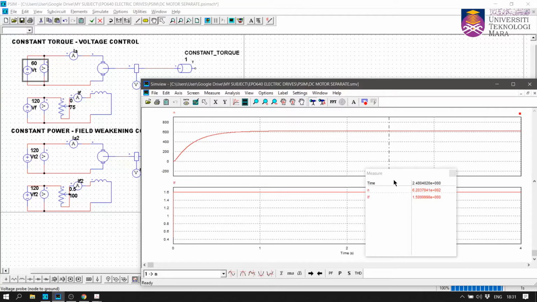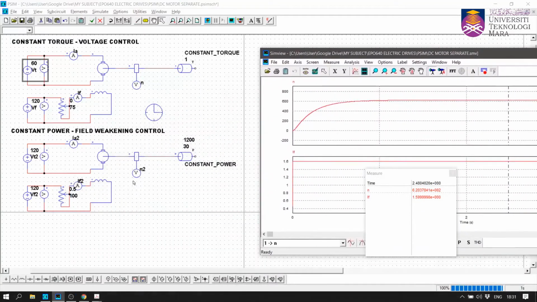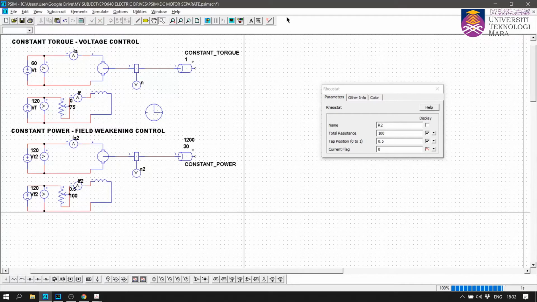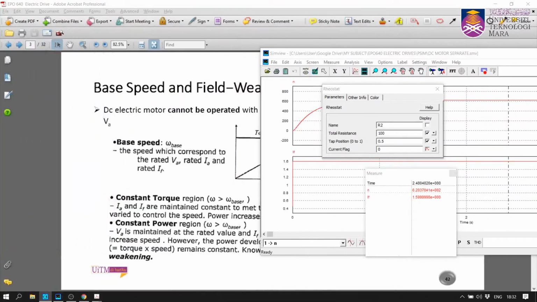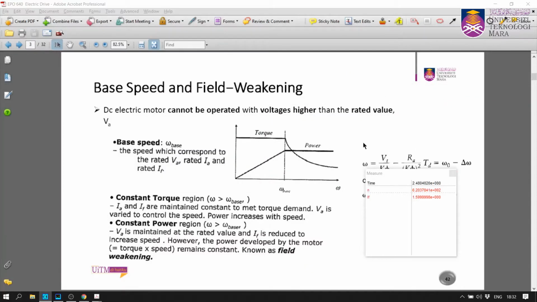So that is constant torque. Then you can try the constant power here by changing this value. If you change the value, you actually change the current, and therefore you reduce or increase the flux. So that is the solution. Have a try. Look at all the examples here one by one. It's very good to have the PC simulation. Okay, let's close that.